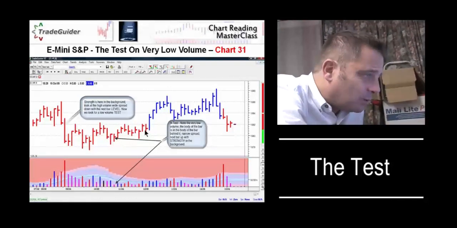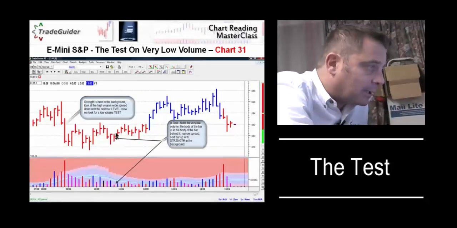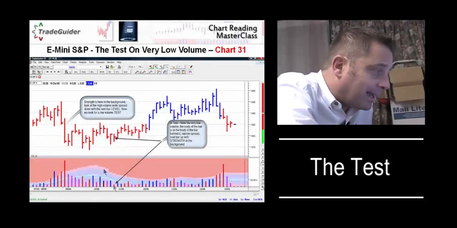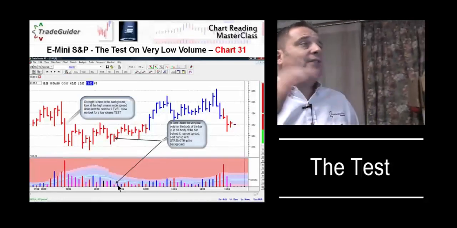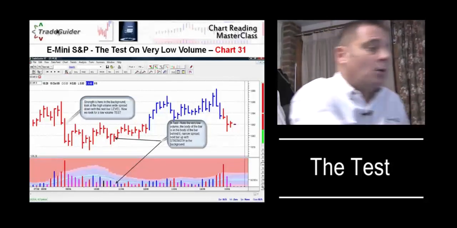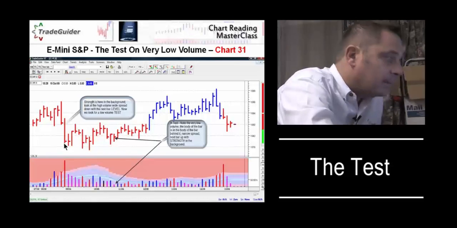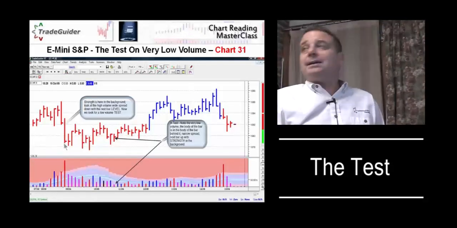Okay, this one not quite, not as obvious. That's why that was my entry. The volume here is much, much lower than here. That's what brings it to life. That's why low volume down bars with strength here are very high probability to the upside.